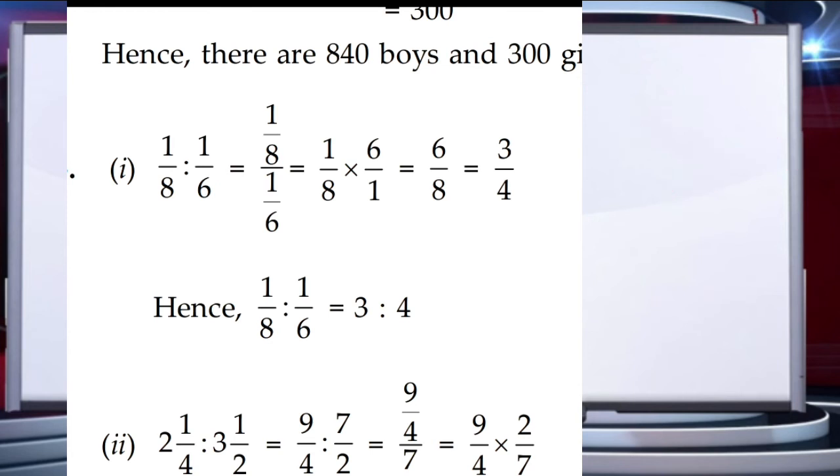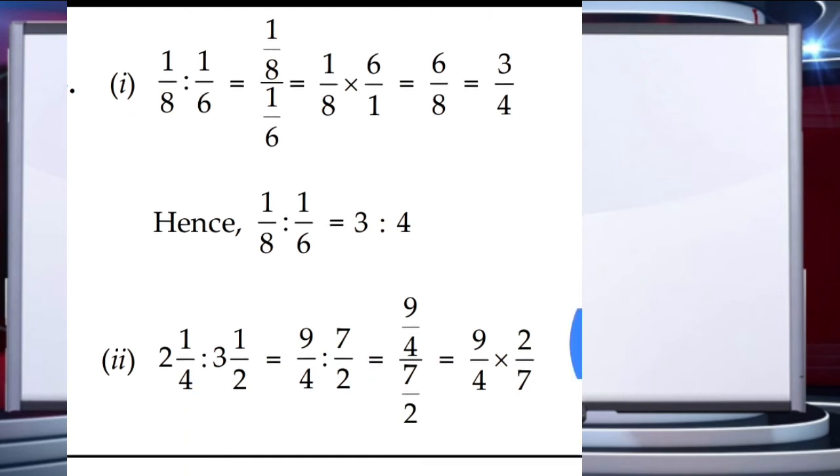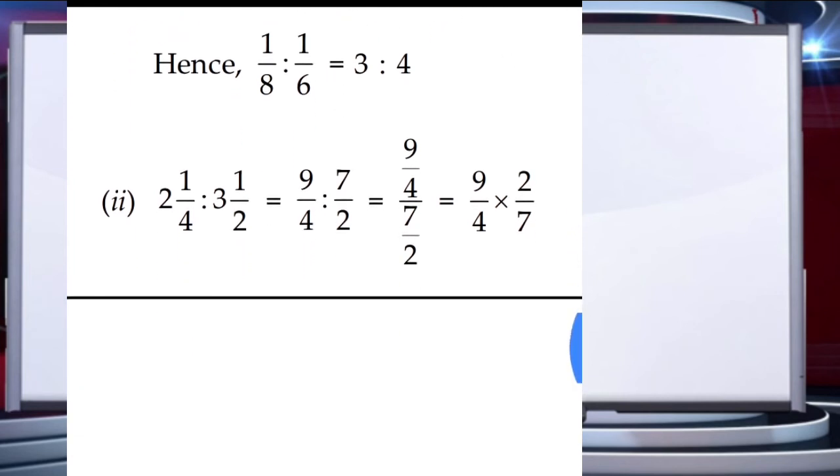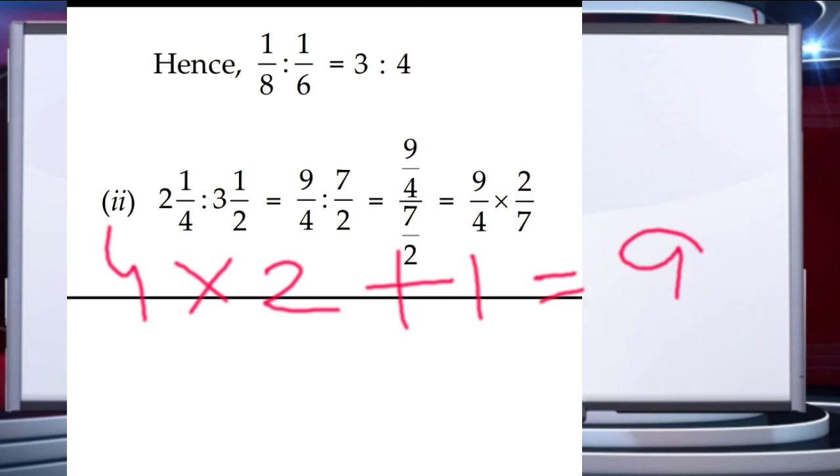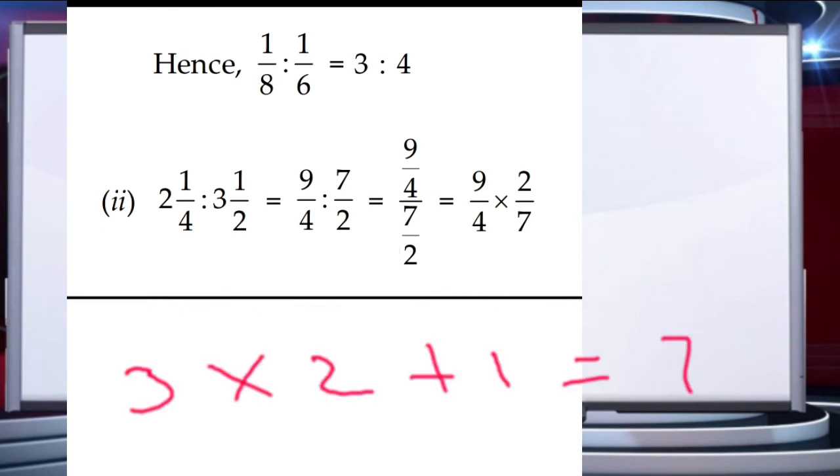Now come to the second part. 2 1 by 4 ratio 3 1 by 2. First of all, it is a mixed fraction, so you have to change it into an improper fraction. So 2 1 by 4 will become 9 by 4 and 3 1 by 2 will become 7 by 2. See here, 4 2s are 8, 8 plus 1 is 9. So it is 9 by 4. And here 3 2s are 6, 6 plus 1 is 7. So it is 7 by 2.